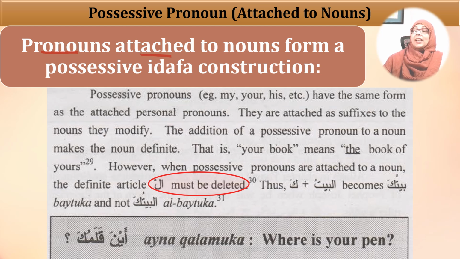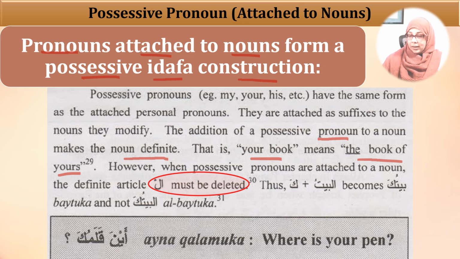Pronouns, when attached to nouns, form a possessive idafa construction. If you don't know what is an idafa construction, please refer to my previous lessons as I have covered that in much detail. So when you attach a pronoun to a noun, the noun becomes definite. So for example, your book means the book of yours. So it is a definite construction.